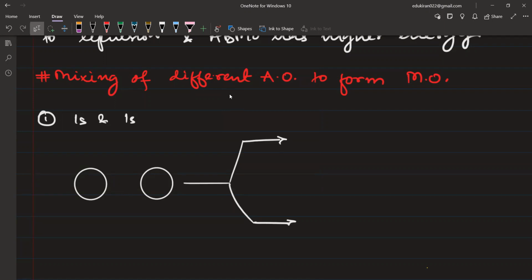In the downside, I'm going to write the bonding molecular orbital, and here I'm going to write the ABMO, antibonding, because the BMO will be lower in energy. So this is your addition of the two atomic orbitals, and this is the subtraction of the two atomic orbitals. When both of these are added, we will get something like this.